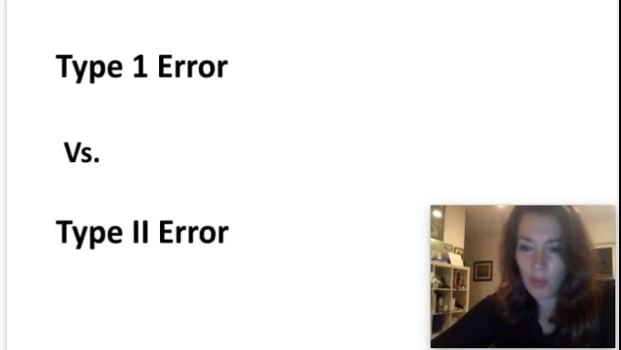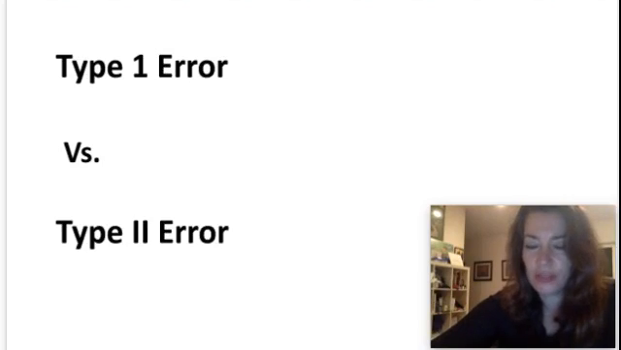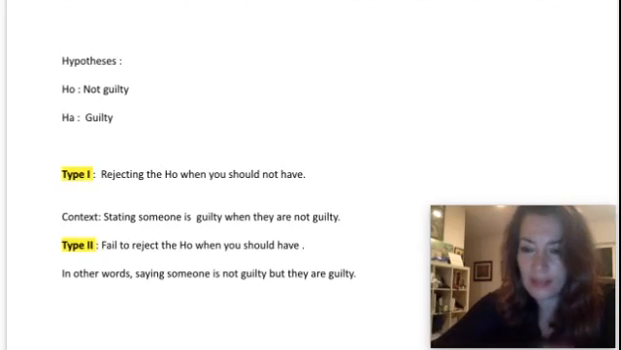Hi everyone, I want to talk about the difference between a type 1 versus a type 2 error. So let's take a look at an example. Let's say we presented the null hypothesis as someone who is not guilty, and the alternative hypothesis would be guilty. A type 1 error basically means that you are rejecting the null and you should not have rejected the null.